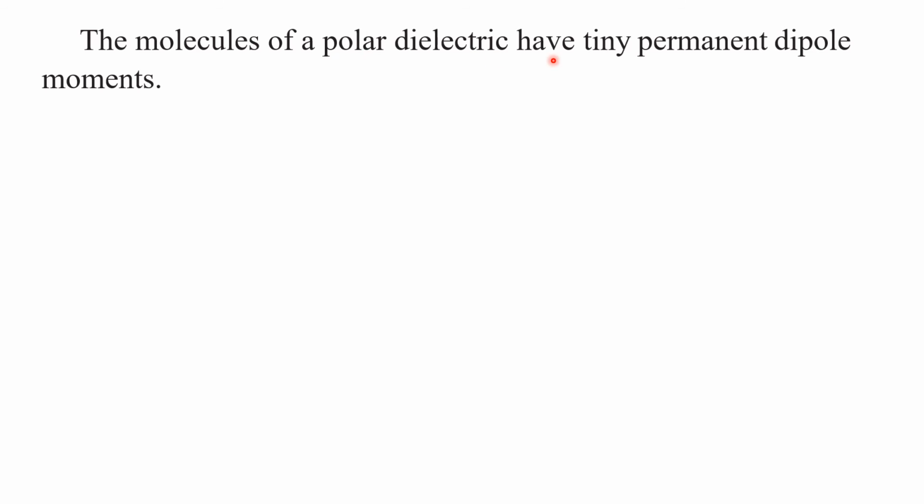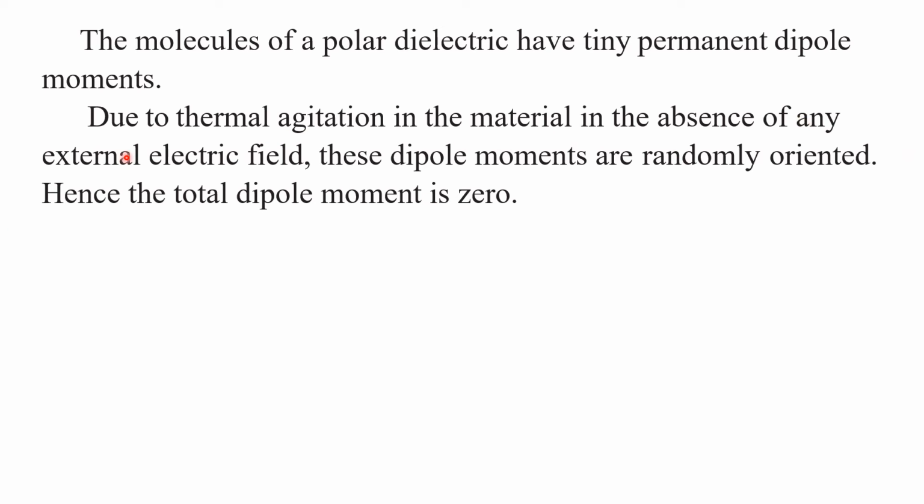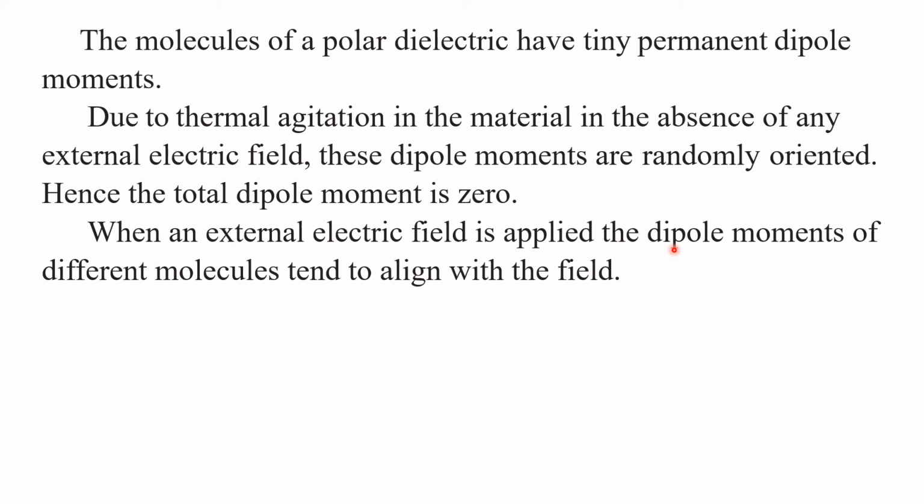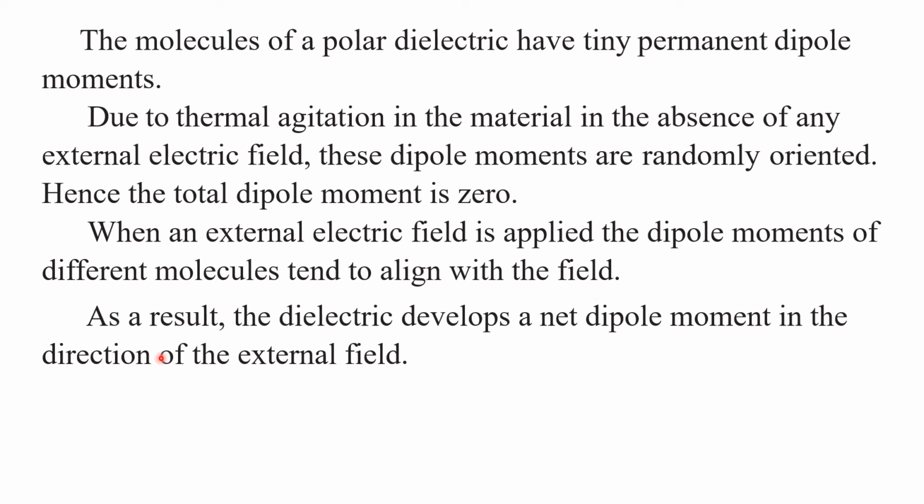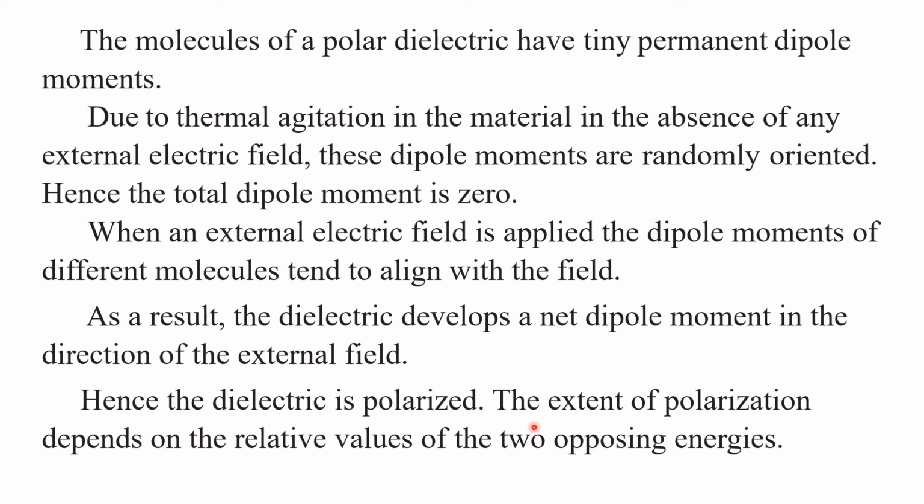The molecules of polar dielectrics have tiny permanent dipole moments, and non-polar molecules have zero dipole moment. Due to thermal excitation in the material, in the absence of any external field, these dipoles are randomly oriented, hence the total dipole moment is zero. Important points: when the external electric field is zero, the total dipole moment of the dielectric substance is zero. That is for a polar molecule. When an external electric field is applied, the dipole moments of different molecules tend to align with the field. As a result, the dielectric develops a net dipole moment in the direction of the external field. Hence the dielectric is polarized, and the extent of polarization depends upon the relative values of the two opposing energies. This is the explanation regarding polar and non-polar dielectrics.